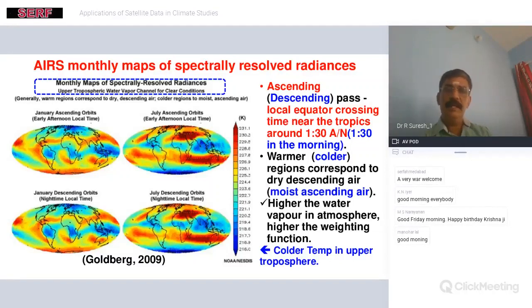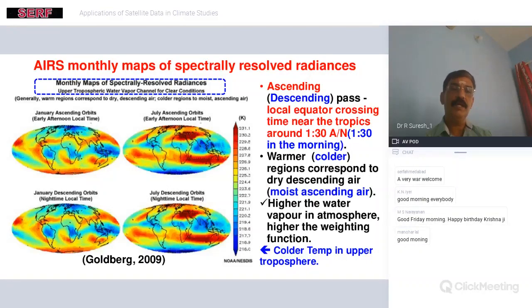Here, once the spectral data is there, we have to understand what the ascending pass and descending pass are, which we already introduced in the second module. Whenever we say ascending, the local equator crossing time is somewhere around 1:30 in the local time. Whereas the descending pass is coming from north to south, it will be crossing just after midnight, about 1.5 hours after. In our language that is very early morning or the wee hours. The local time is local time. So during night time the descending pass is there, and during daytime the ascending pass is crossing the equator.